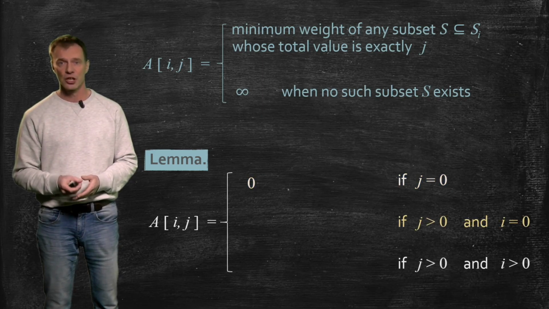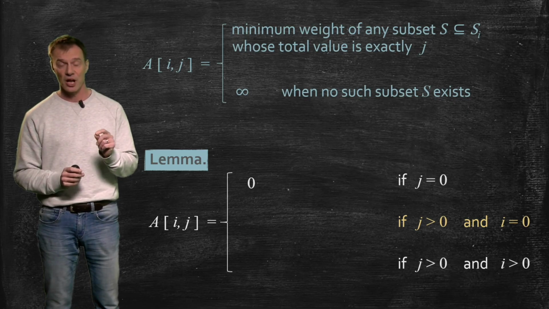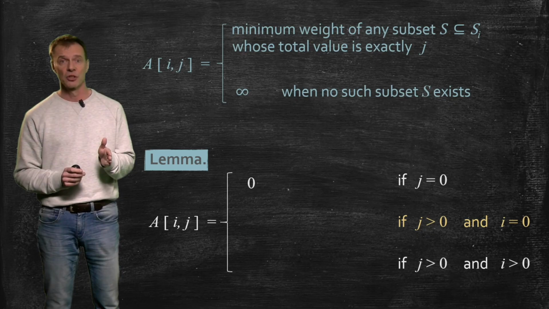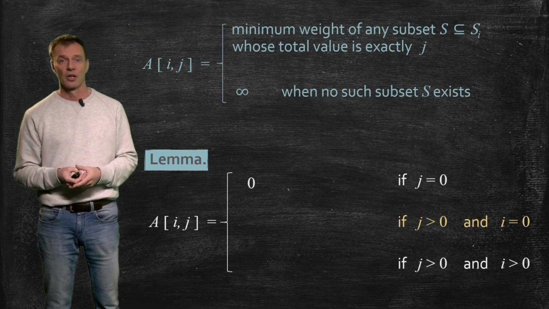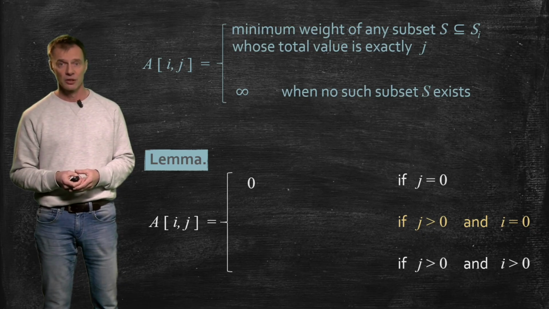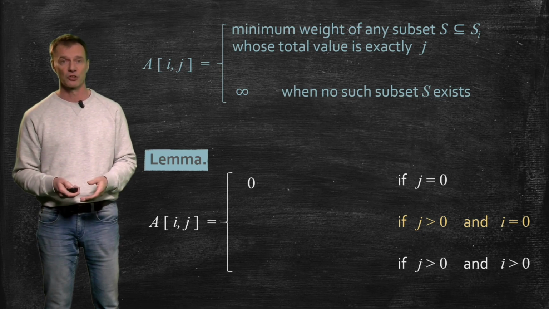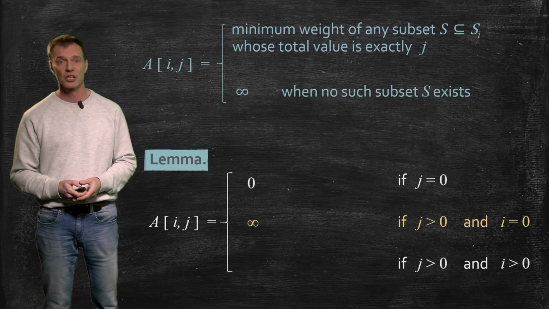So now let's look at the case where j is bigger than 0, but i is 0. Okay, what does it mean that i is 0? Well, remember that Si were the first i items, x1 up to xi, and we defined this to be the empty set for i equals 0. So what do we get when i equals 0? Well, we want to select something with a certain value j, but from the empty set. Well, if j is bigger than 0, then from the empty set we cannot select anything, so this is simply impossible. So that means that in this case, aij would be infinity.